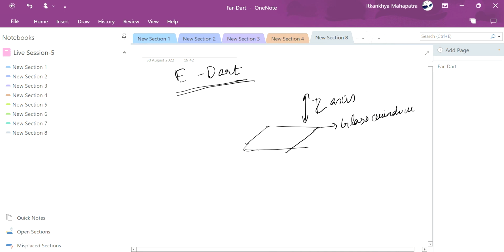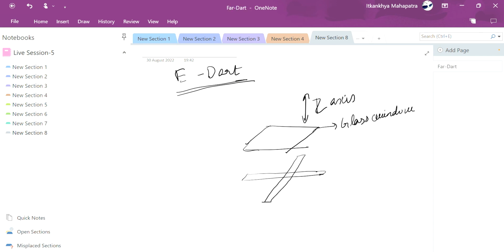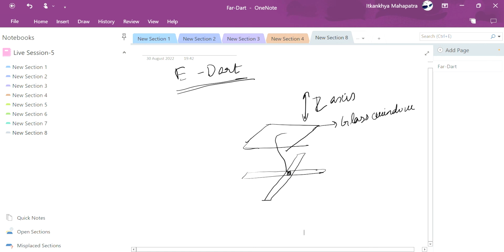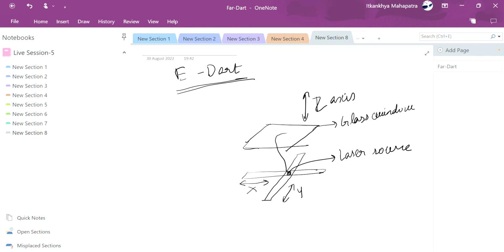Now what happens is a laser. I'm just trying to make a 3D drawing, but I may not be perfect. So just imagine a laser source coming from here and dropping onto this point. This is the laser source. These are the y-axis. This is the x-axis movement. So now here we see the setup of this laser system.